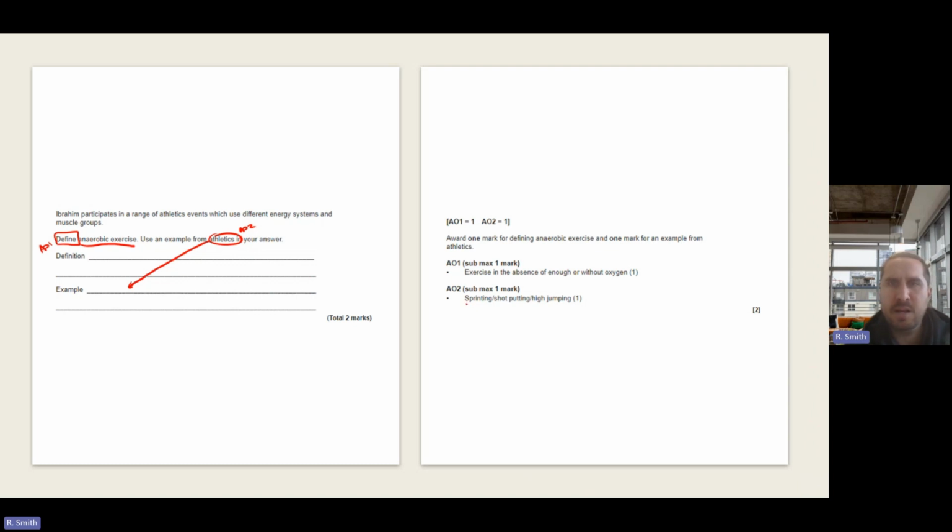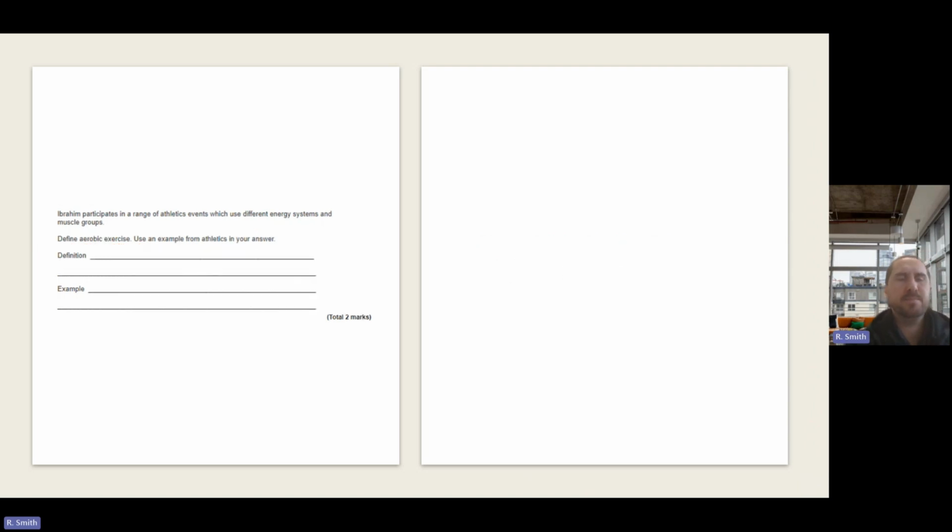Often in mark schemes, it'll be slightly more generic. It won't give you specific examples, but you put 100-meter sprint, that will be more than enough to get the answer. And in many cases, that's the preference, particularly if they've not already given you the AO2.